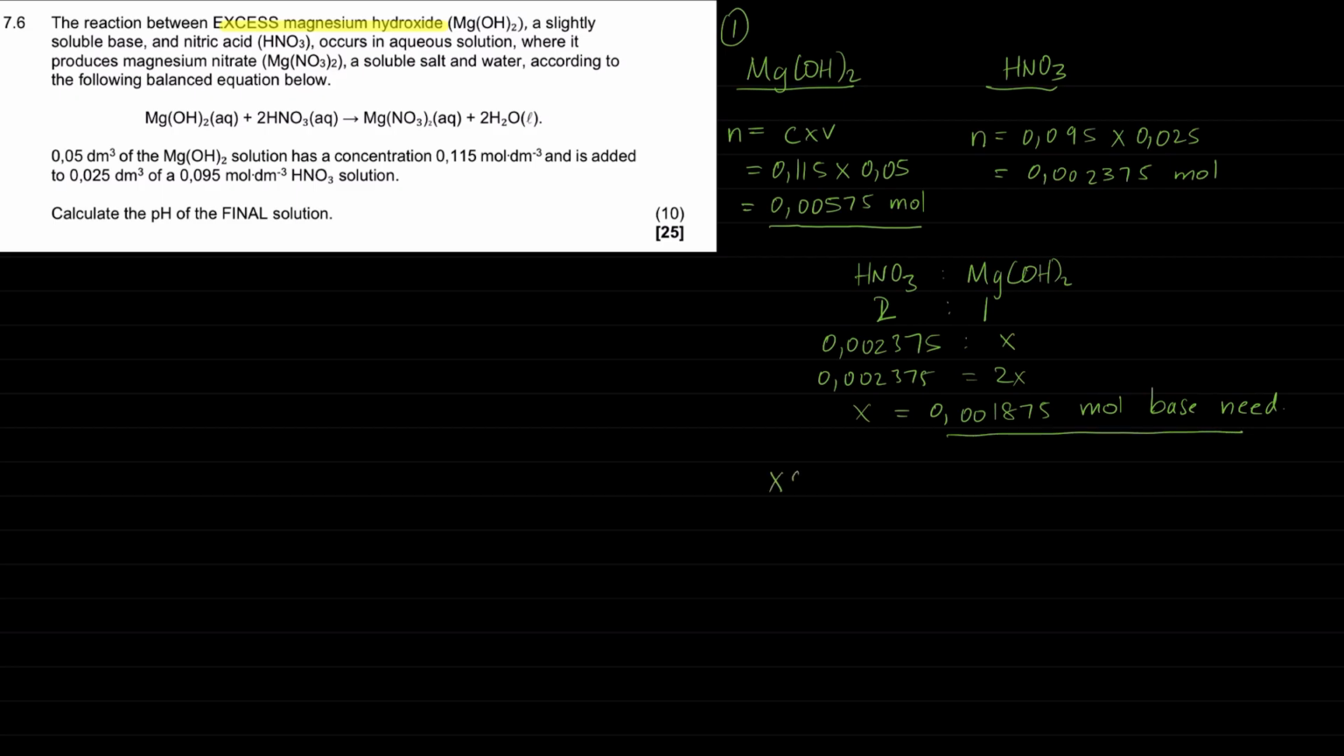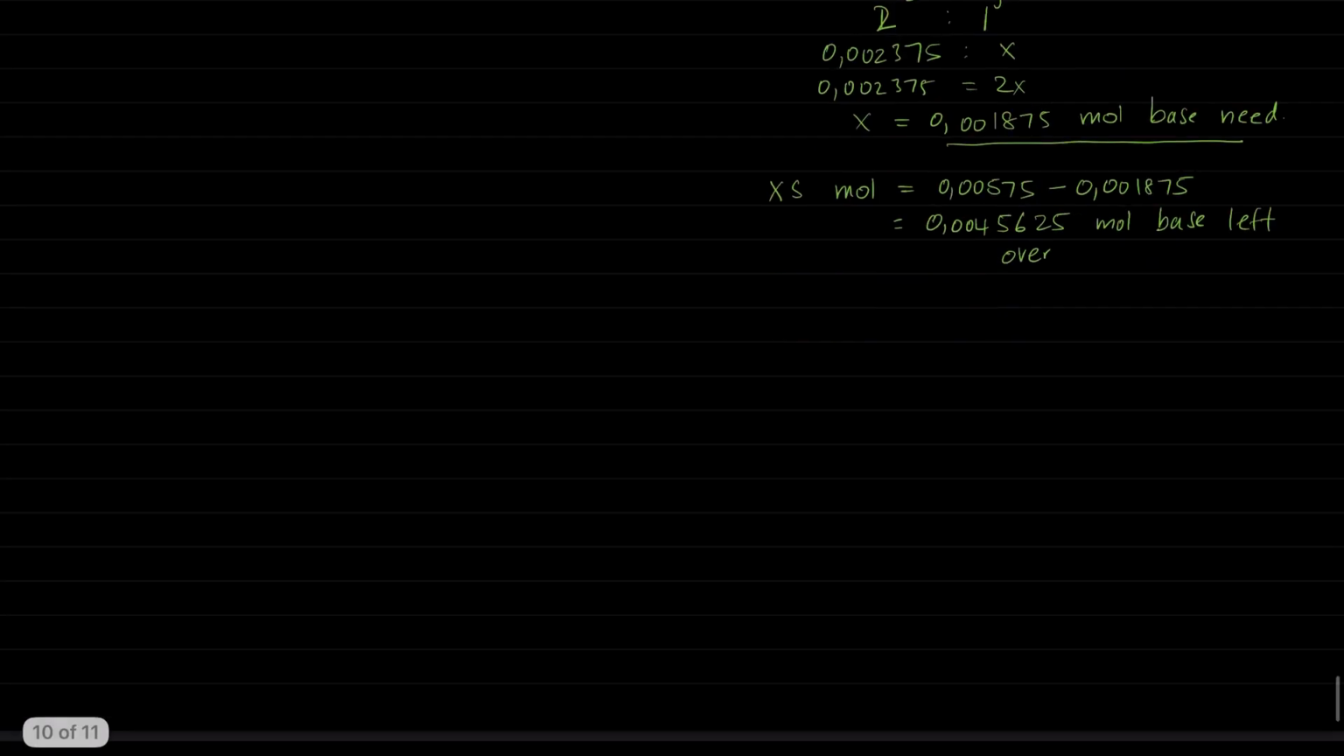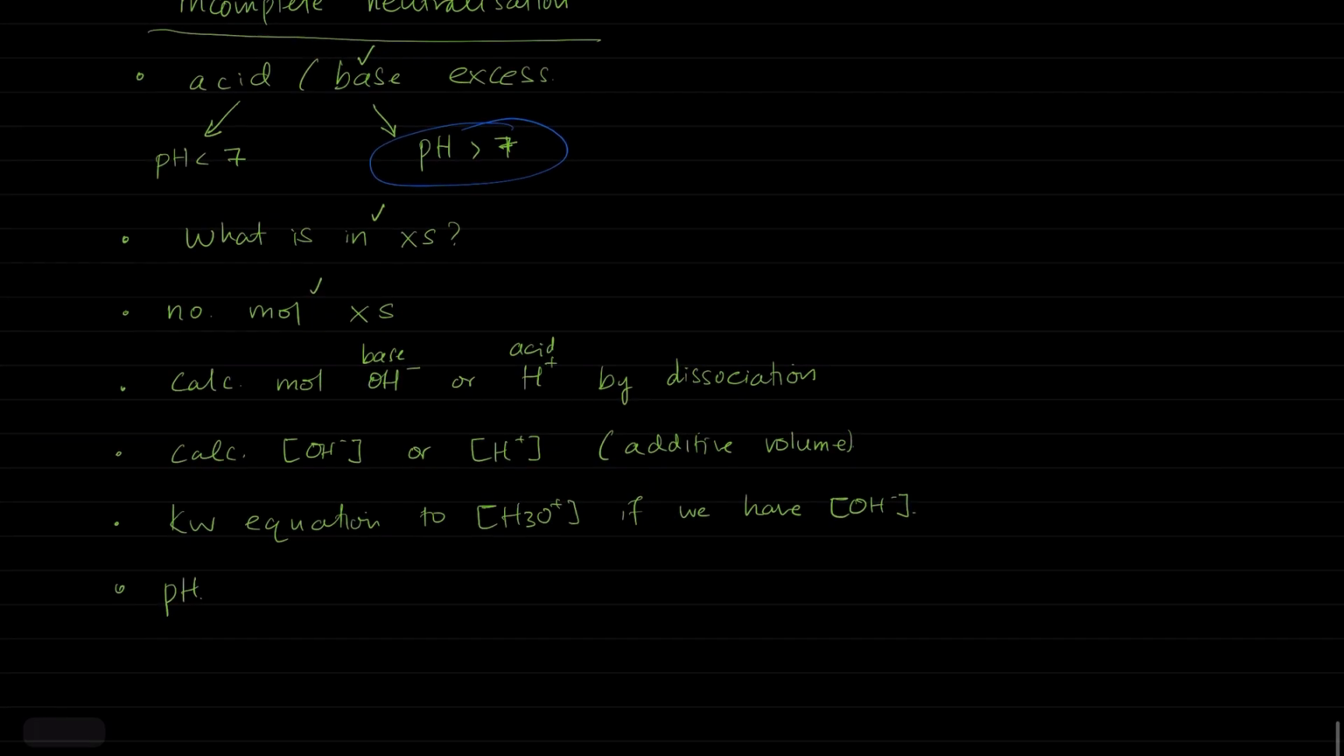To calculate the excess moles, it's going to be 0,00575 minus 0,001875, and that means we have 0,0045625 moles of the base left over. So we've calculated the number of moles that's in excess.